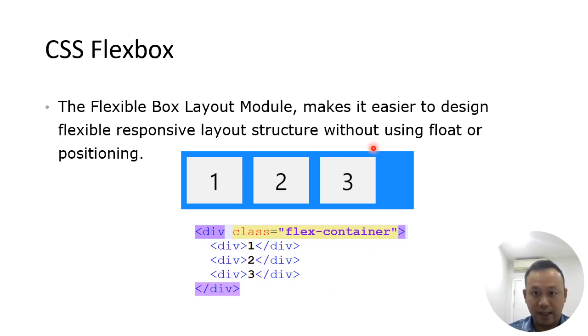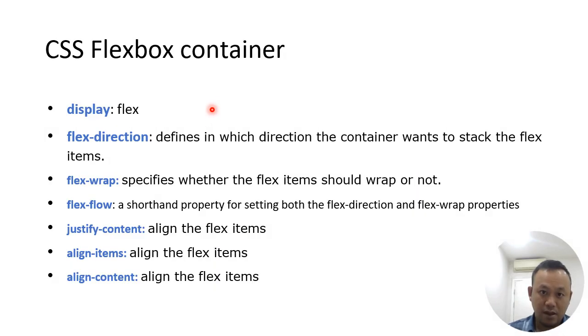So we have three blocks like this, one, two, three. The flex container becomes flexible by setting the display property to flex.